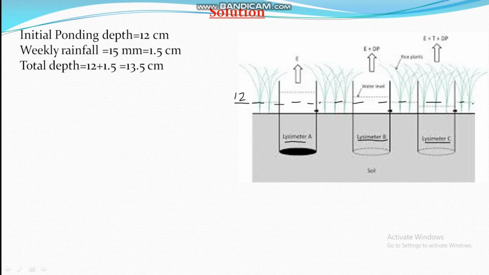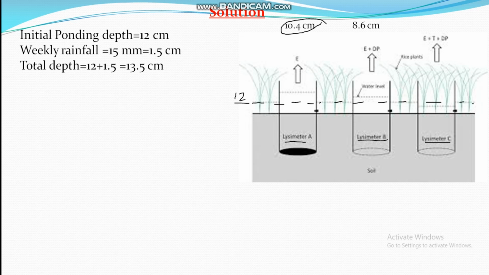Now we will calculate. If you see the first one, lysimeter A, which is having the closed bottom and open top, that means there will be no loss through seepage or deep seepage. And there are no plants on lysimeter A, therefore there will be no transpiration. So only the evaporation will be there. Therefore after 1 week the depth of the water is 10.4 centimeter.